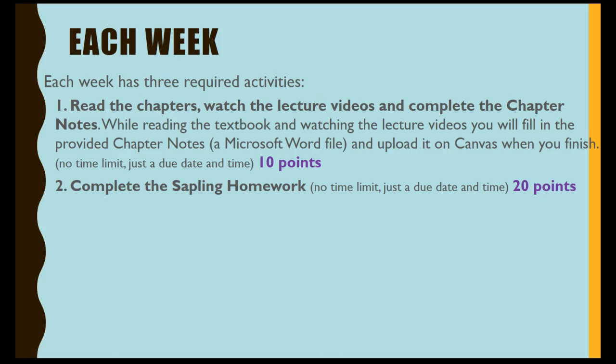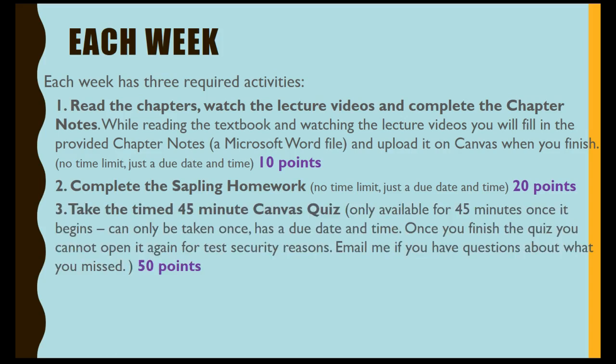So the only way to lose points is to not complete a question or not get the question right within 5 attempts. You can use any resources you want while you work on this Sapling homework. The third and last thing you should do each week is to take the timed 45-minute Canvas quiz.